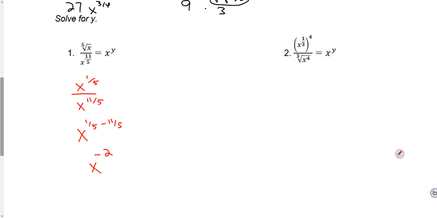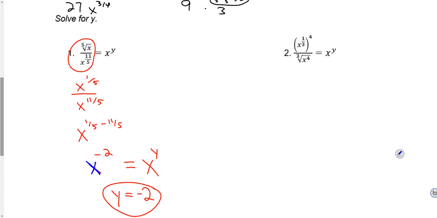So we just took this big, fancy, ugly thing, and we rewrote it so it has just a single x. And that's exactly what we needed to happen in order to figure out what this y needs to be. So you know what y is now? Y equals negative 2. Because if you can get these two bases to match exactly, then whatever's in their exponents are going to be equal to each other.